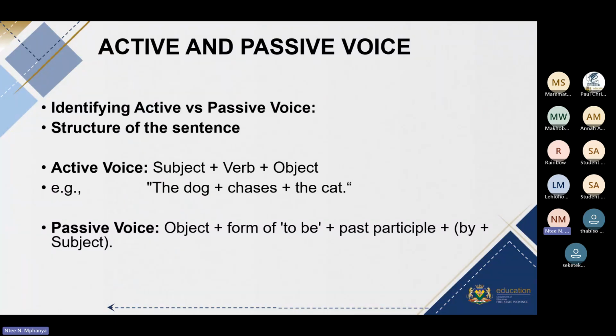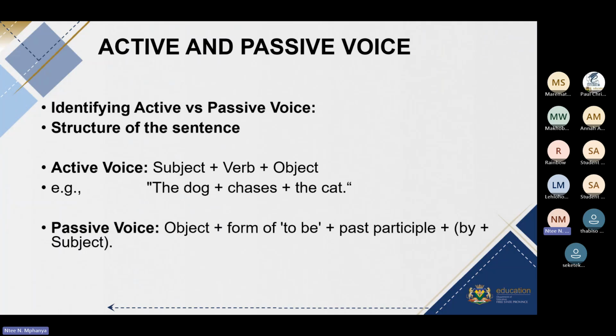The structure of the sentence in passive voice takes this form: object plus form of to be. Remember, I spoke about was, and plus the participle of the verb, not the verb in past tense, plus by, and then you end up with the subject. Now, the two words to which I referred earlier on are the form of to be, then it was, and by. The form of to be depends on what? On the number and the tense of the active sentence.